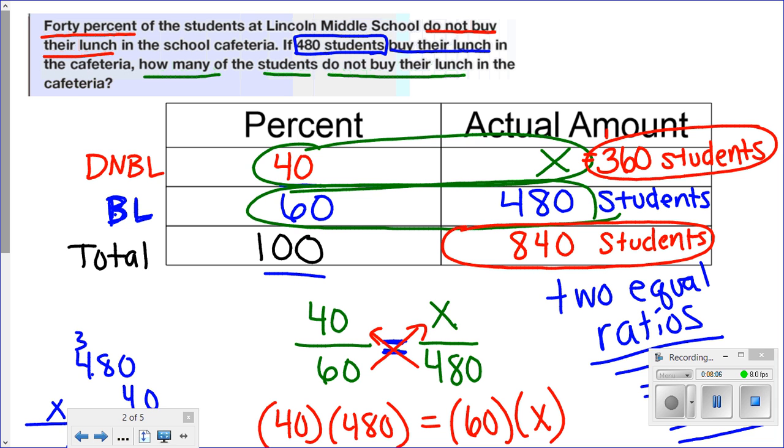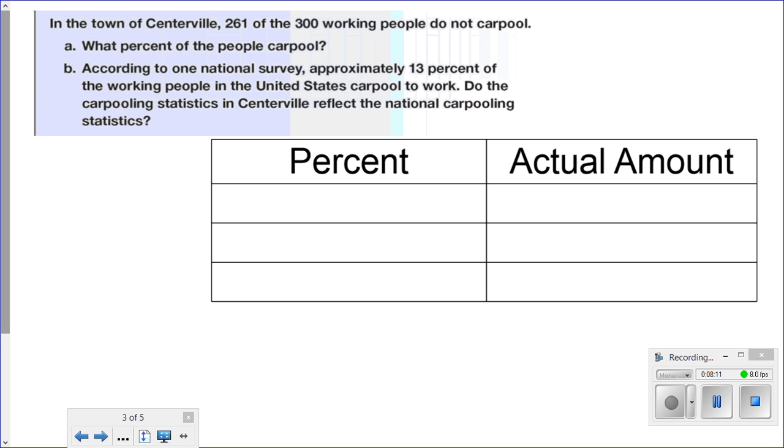Hopefully, look at my clicker. There we go. Here is a new problem. Again, a ratio box has already been set up for us, making Mrs. Killorn's life a little bit easier. So, in the town of Centerville, 261 of the 300 working people do not carpool. Okay, so 261 of the 300, so we're dealing with actual amounts, okay, of the working people do not carpool.